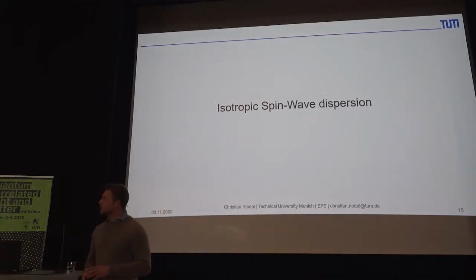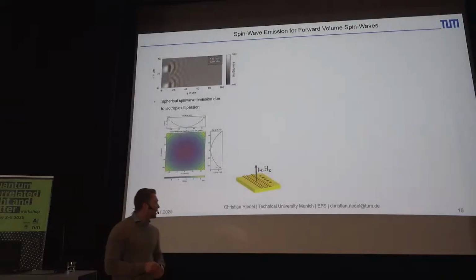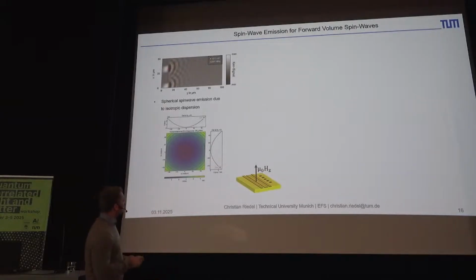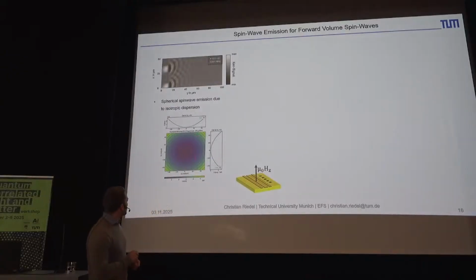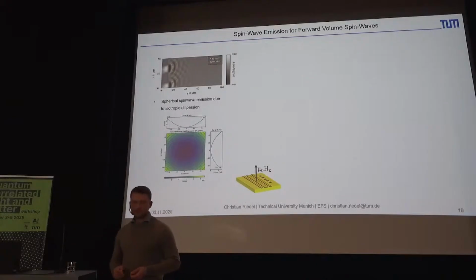So now coming to the isotropic dispersion relation, where we actually align the external magnetic field out of the plane. If we use the same sample, having our diffraction grating inside, and we're exciting spin waves on the left-hand side, you can actually see that we are emitting nicely round or spherical shaped spin waves. It's also an indicator, if you check this isofrequency line here, that it doesn't matter for the spin wave anymore if it propagates in x or y direction.